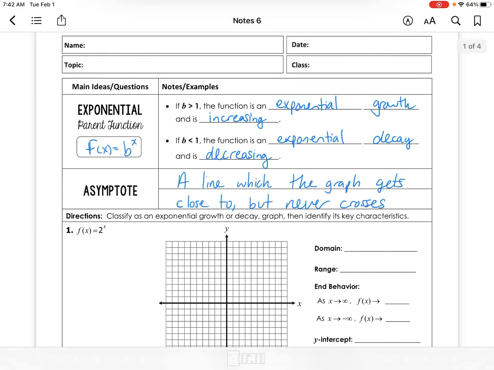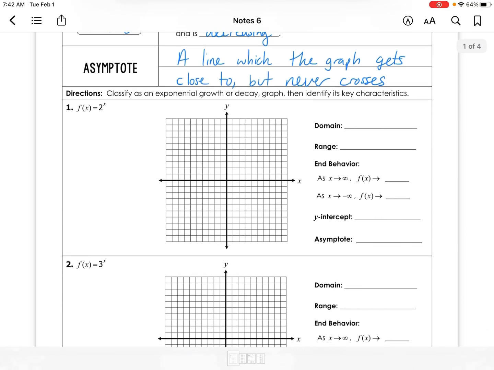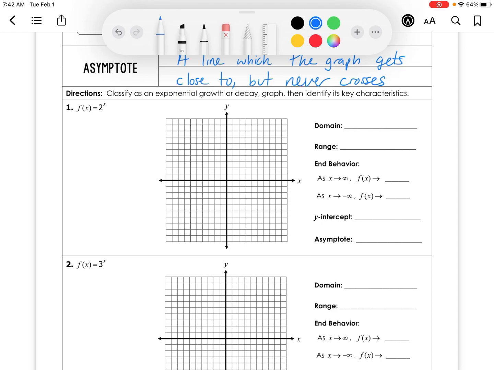All right, looking at example 1, we have f of x equals 2 raised to the x power. You can see that the b value, which is 2, is bigger than 1, so we know it's going to be a growth, and it's going to increase. In order to figure out the points on our graph, we need to make a table. So on our table, we have x's and y's. And let's try plugging in some points. So let's try plugging in -2, -1, 0, 1, and 2.